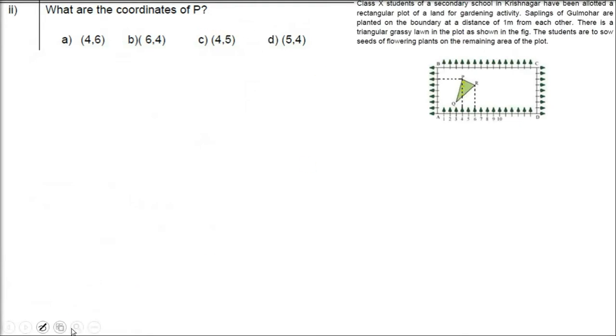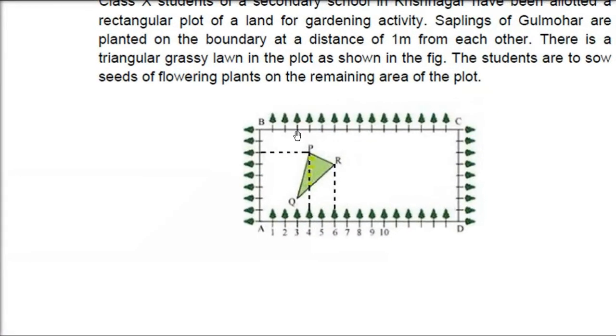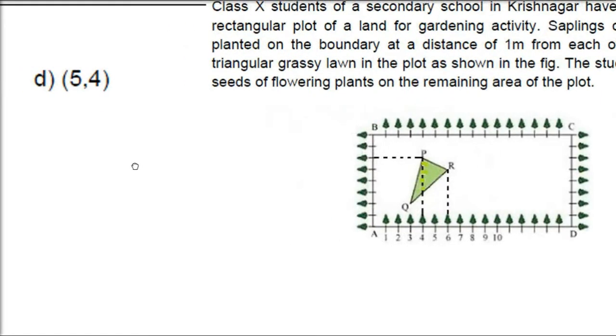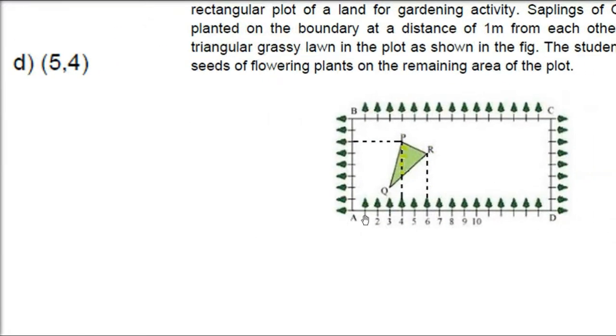What are the coordinates of P? Let us go here. Now P. Now we have to find out X first. So this is the X-axis. A is the origin. So just take 1, 1, 1 distance, because it goes up to 4. So 1, 2, 3, 4. So we have X as 4.